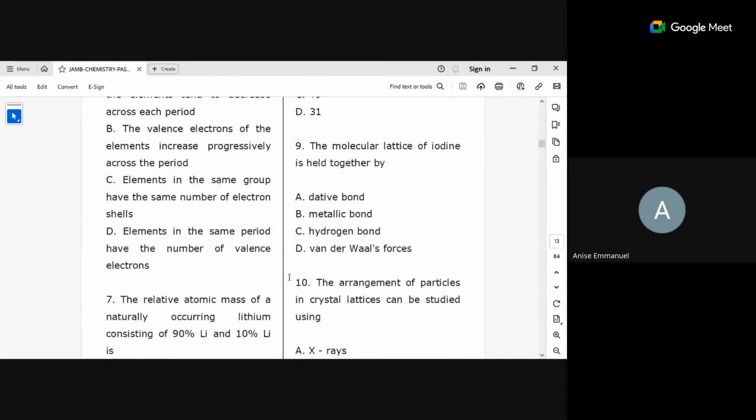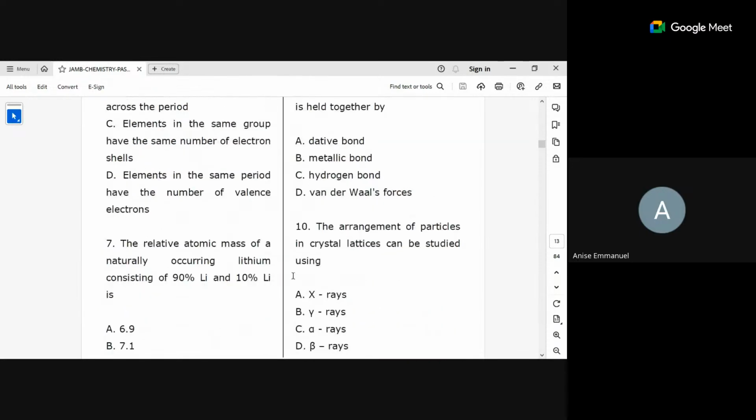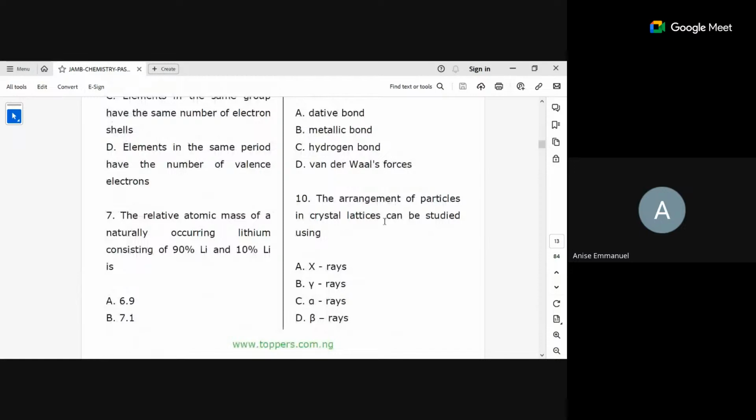Number 10. The arrangement of particles in crystal lattice can be studied using what? This is very simple. You need not waste time here. It's just X-ray. You cannot go to alpha ray, beta ray, and gamma ray here. No, it's X-ray. Arrangement of particles in crystal lattice is studied using X-ray.